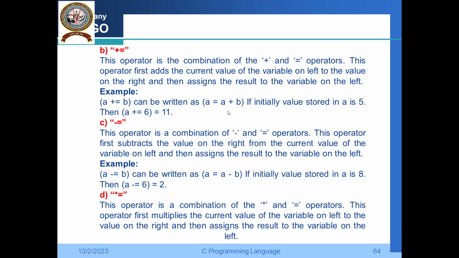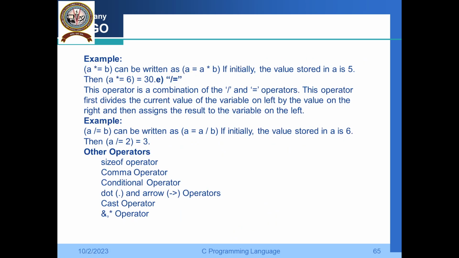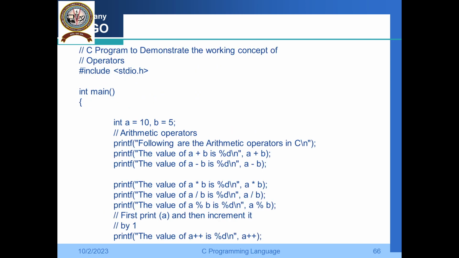Suppose a is equal to 5 and a plus equal to 6, that means the new a will be a plus 6, that is 5 plus 6, it is 11. Similarly, minus equal to is the same thing, a is equal to a minus b. Multiply equal to means a is equal to a times some number. Division also you can do like this. Now in addition to this, we have some operators like sizeof operator, comma operator, conditional operator, dot operator, arrow operator, cast operator, and the star operator, all these are there.